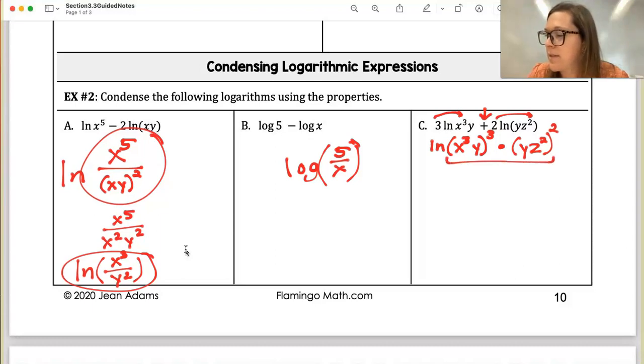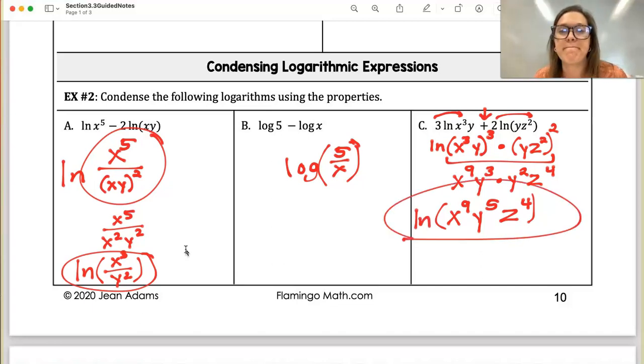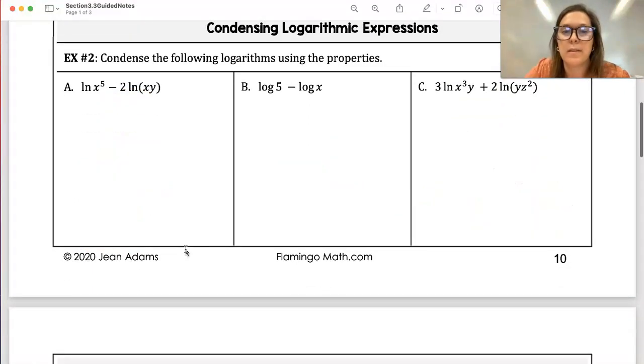So now I'm just going to focus here and simplify. So that gets me x to the 9th, y to the 3rd, times y squared, z to the 4th. Combining my y's gets me x to the 9th, y to the 5th, z to the 4th. Parentheses around to group it together, and I get my ln. There it be. Okay, so it's just practicing those properties.